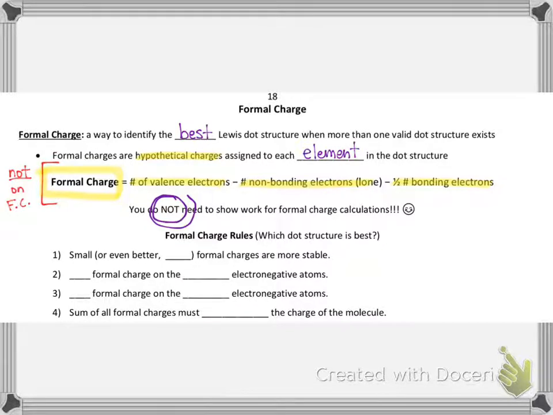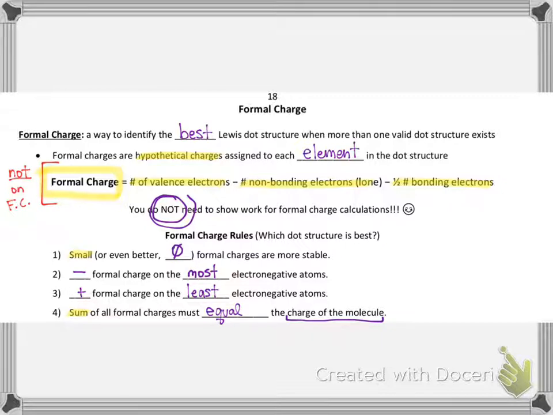The way you determine which Lewis dot structure is best is you look at all the different formal charges on each atom, and here's what you're looking for. First, you're looking for the smallest possible number. The best case scenario, you want your formal charges to be 0. And you want to have any negative formal charge on the most electronegative atoms. And of course, that means you would have positive formal charges on the least electronegative atoms. And just like those oxidation states, when you add up all the formal charges on every atom, they have to equal the charge on the molecule.